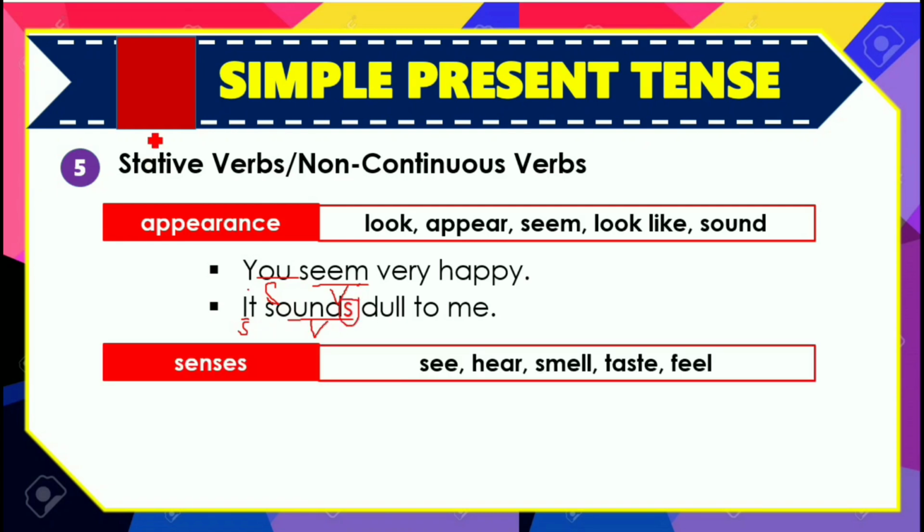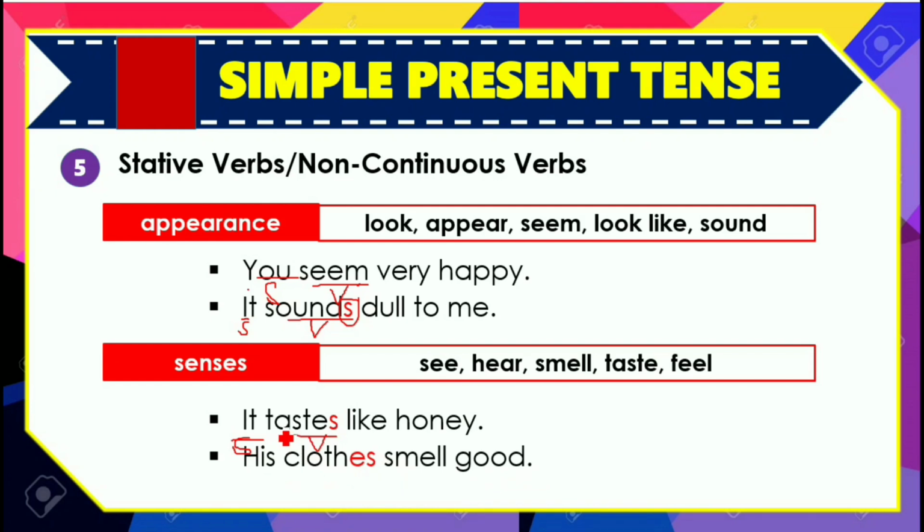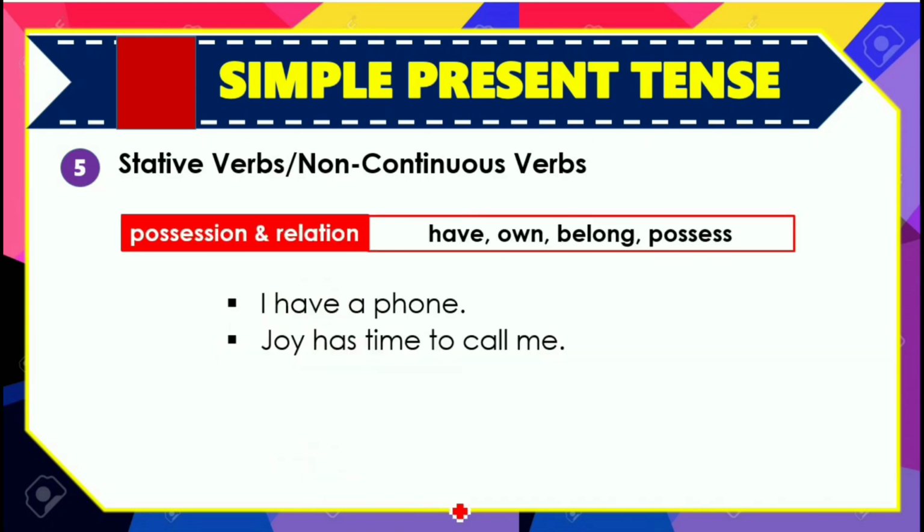verb. Stative verbs also relate to our senses. We have see, hear, smell, taste, feel. Like this example, it tastes like honey. So it is our subject, verb is tastes. His clothes smell good. Clothes is our subject, while our verb is smell. It's a stative verb.